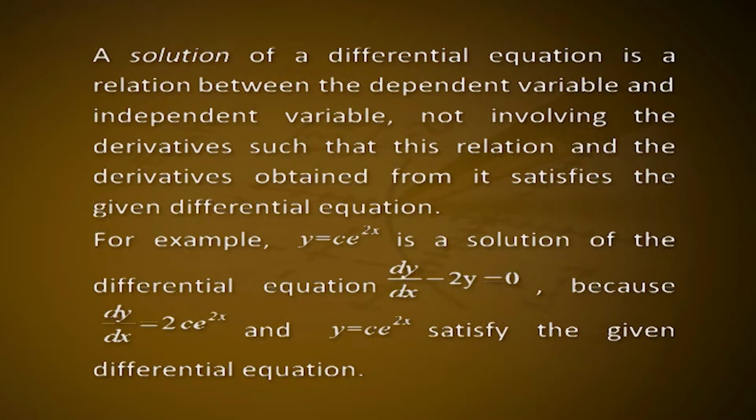For example, y is equal to c into e raised to 2x is a solution of the differential equation dy by dx minus 2y is equal to 0, because dy by dx is equal to 2c e raised to 2x, and y is equal to c e raised to 2x satisfy the given differential equation.